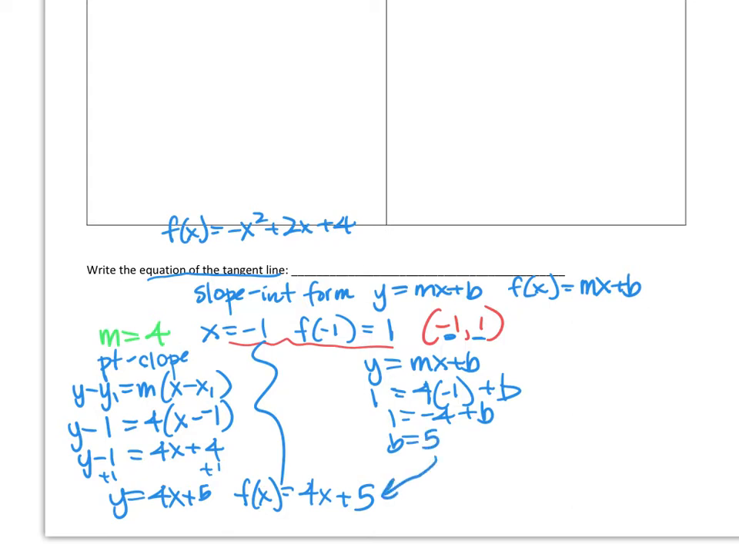We have that exact function because y is equal to 4x, and our b value was 5. Turn around and write it in that notation. And if you notice, either way gave us the same equation of the tangent line. So this is the tangent line at (-1, 1) on that original function, which is an upside down quadratic.